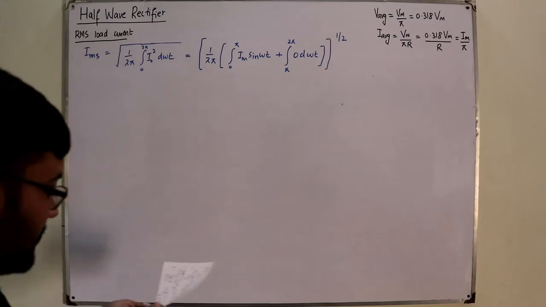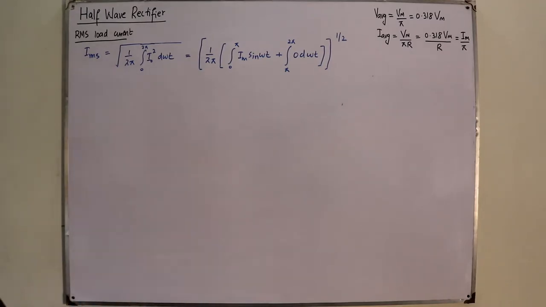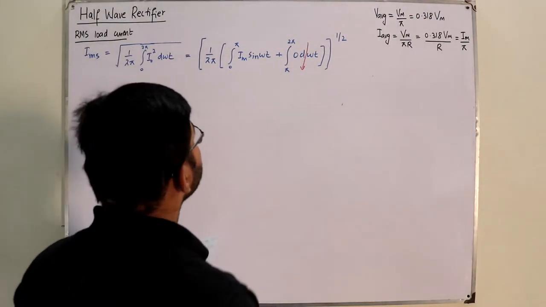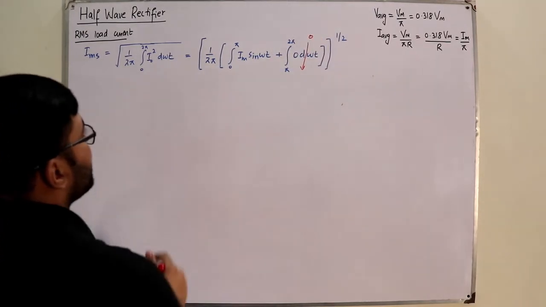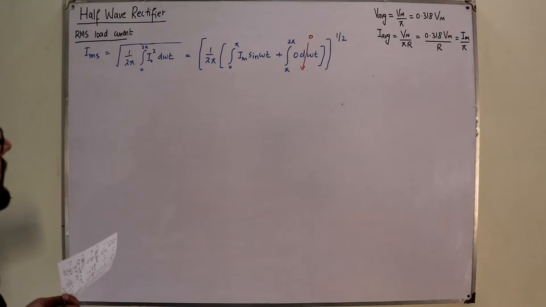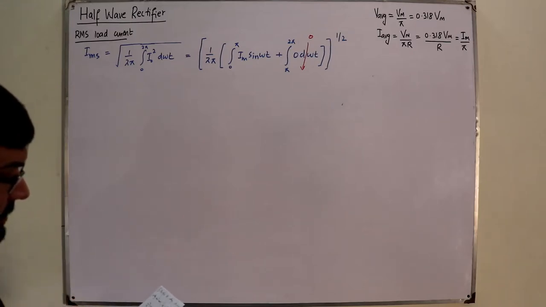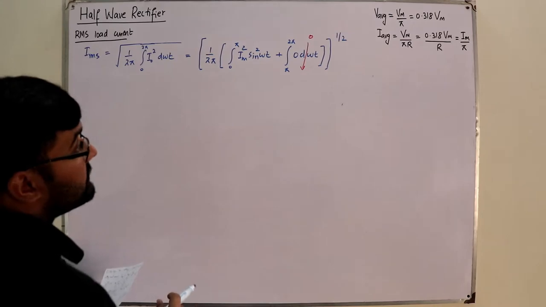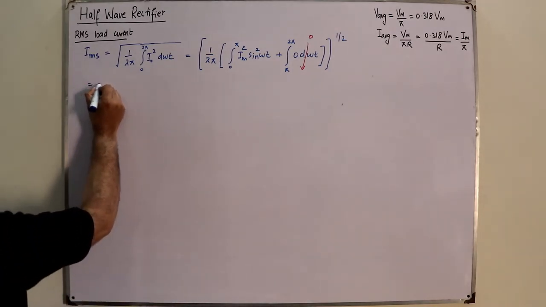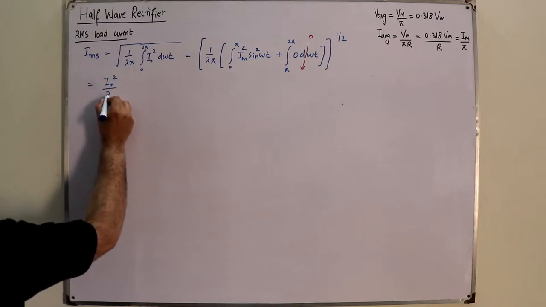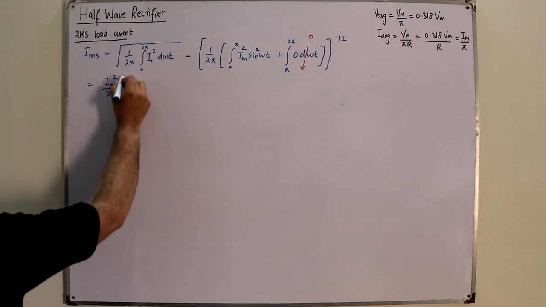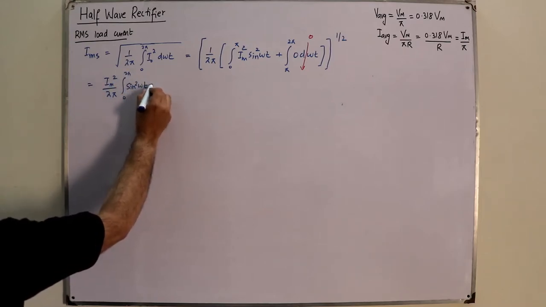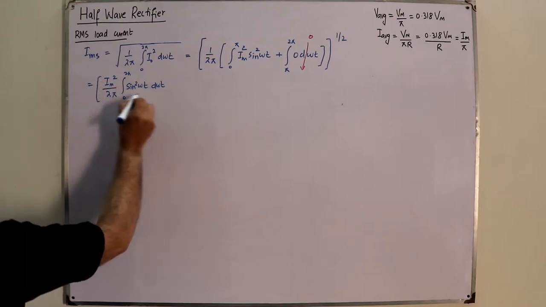So now this integration would come out to be 0, the integration of 0. And then Im would come outside of the integration. So you have an Im upon 2 pi, and then you have the integration, but wait a minute, you have got a square. So you have an Im squared sine squared omega t, and now it is going to be something tough. So you have an Im squared upon 2 pi outside, and then the integration from 0 to 2 pi of sine squared omega t with respect to omega t, and the whole thing under a square root.